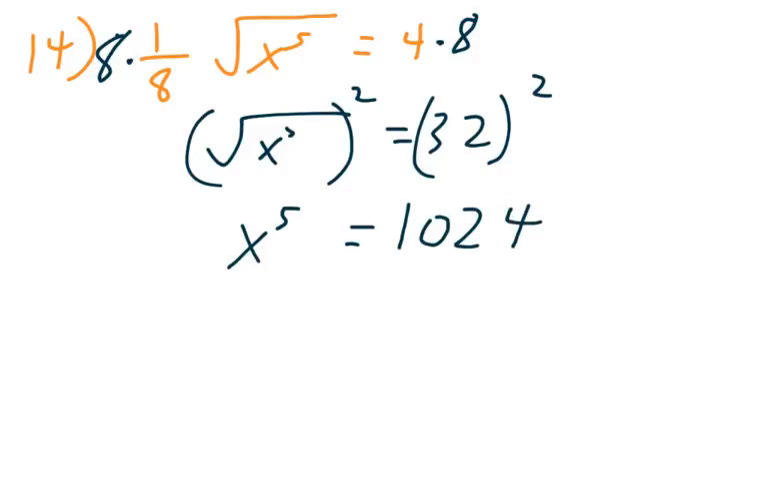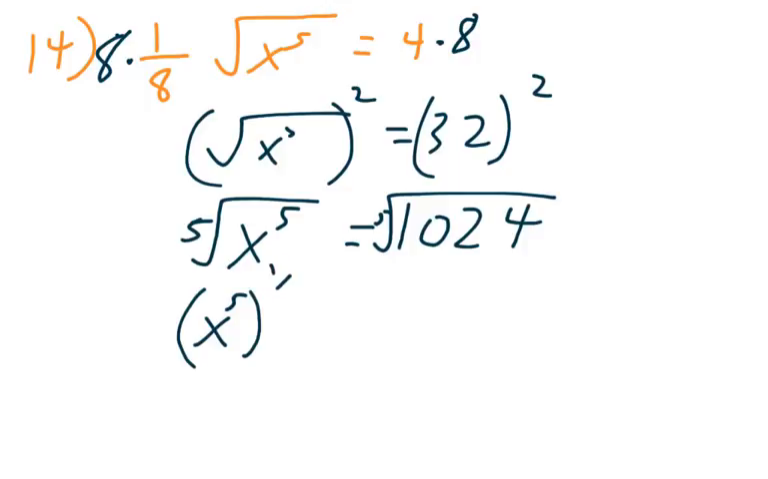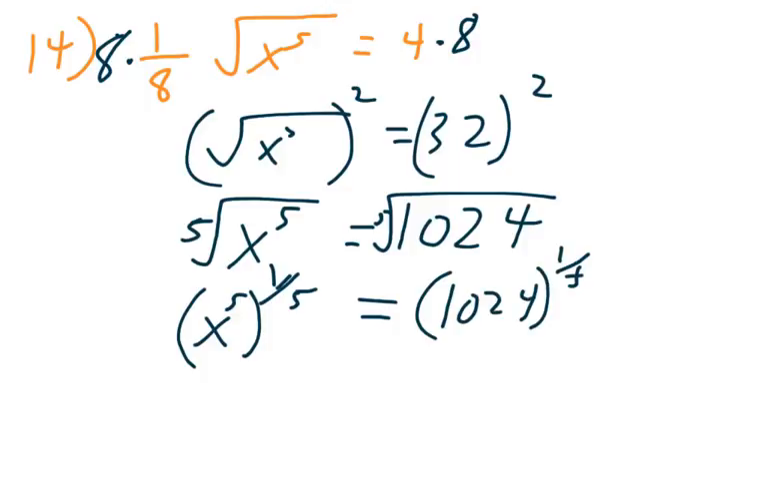1024. Now I'm going to take the 5th root of both sides to get rid of the fifth. Or, for those of you who don't know how to use the fifth root, you could just take both sides to the 1/5 power, same thing. And 1024 to the 1/5 power turns out to be 4.